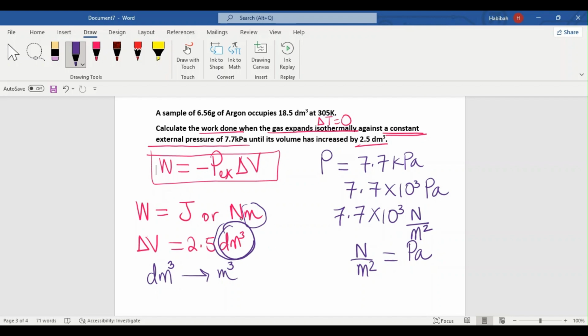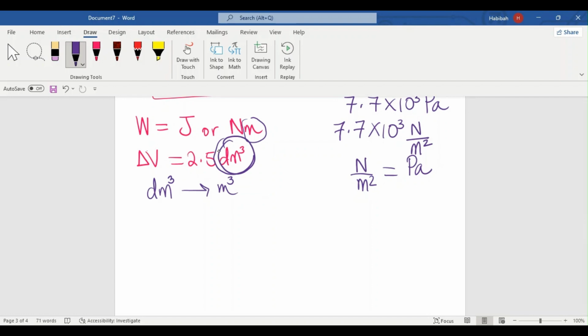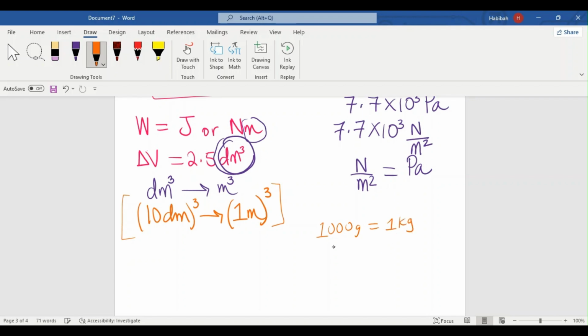We cannot just use decimeter cubed and input it in the equation. So we have to solve what 2.5 dm cubed would be in meter cubed. First of all, we have to remember the basic maths we did in elementary or middle school. You have 10 decimeter equals 1 meter. Hence, 10 decimeter cubed would be equal to how many meter cubed? I'm giving you this standard information because this is what you use, just like 1,000 grams equals 1 kilogram. Hence, 10 decimeter is going to give you 1 meter. That's basically how it works.